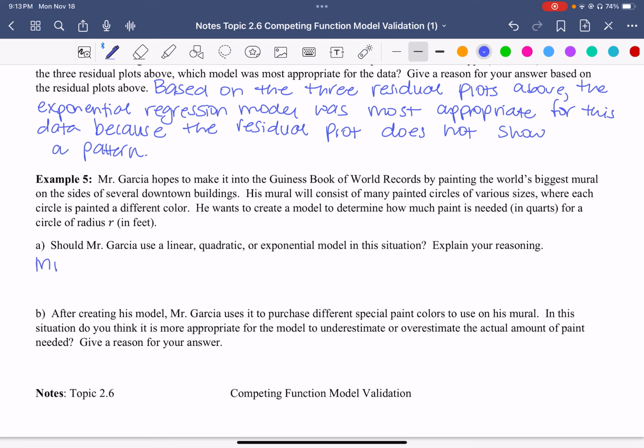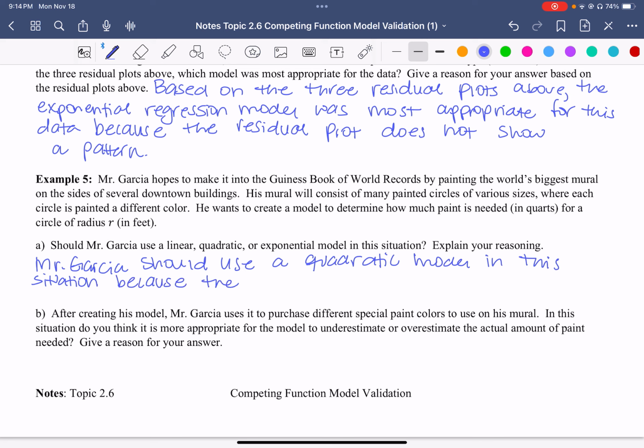So I'm going to say Mr. Garcia should use a quadratic model in this situation because the amount of paint depends on the area of each circle.